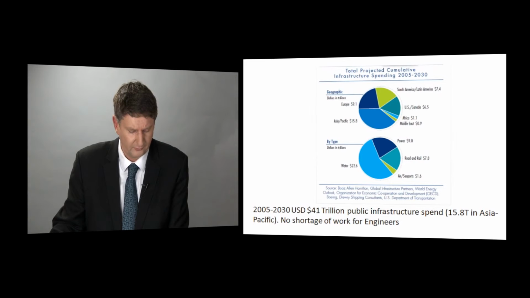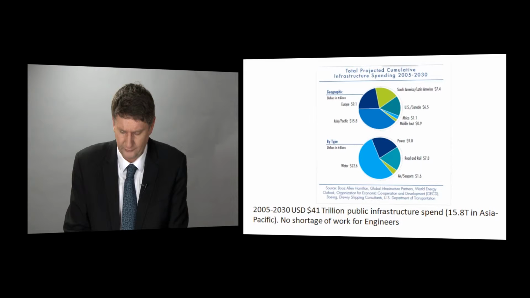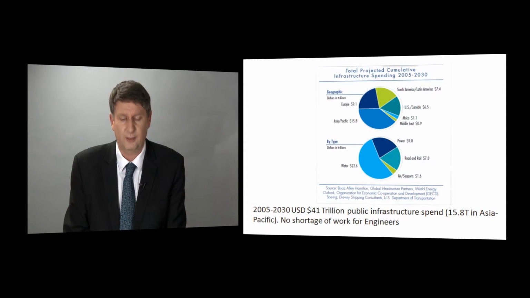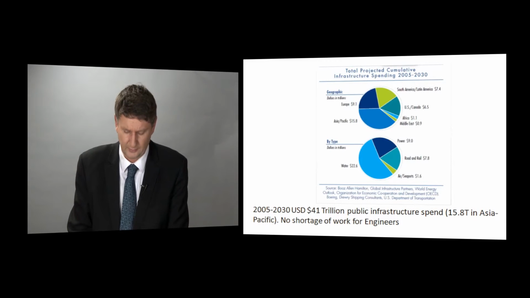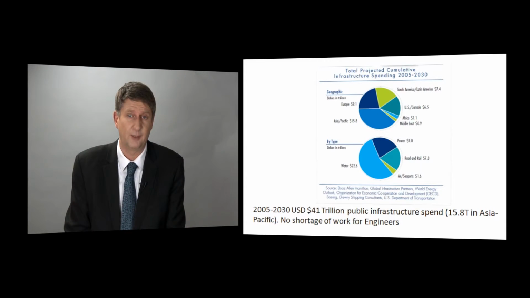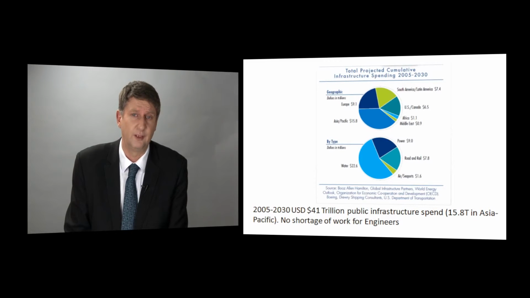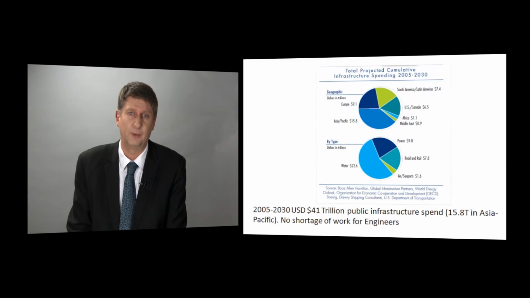And I think certainly over the next decade, we're going to see quite severe problems. And the slide you're seeing is from Booz Allen Hamilton, Global Infrastructure Partners, and it talks about there being 2005 to 2030, $41 trillion of public expenditure on infrastructure, and 15.8 trillion of that in Asia Pacific. Now, it'd be fair to say a fair bit of that's going to be up in China, of that 15.8, but there's no shortage of work for engineers around the world with that sort of capital expenditure coming on stream.